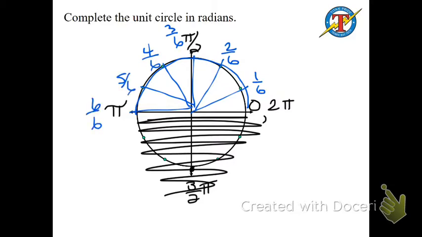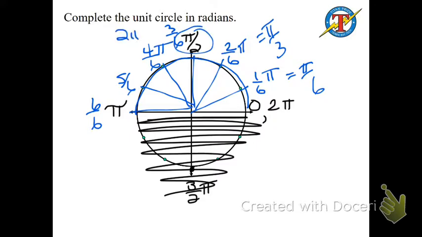But it's 1/6 of pi, okay, which you know is pi over 6. 2/6 pi, simplify that, and you get pi over 3. 3/6 pi is pi over 2. 4/6 pi would be 2 pi over 3. 5/6 pi is 5 pi over 6. And 6/6 is just pi.